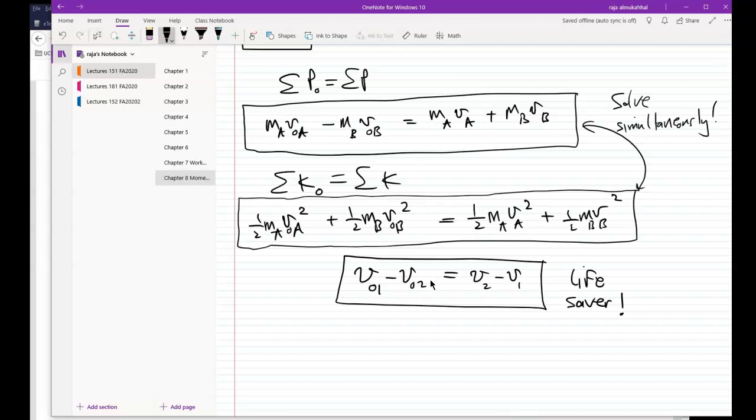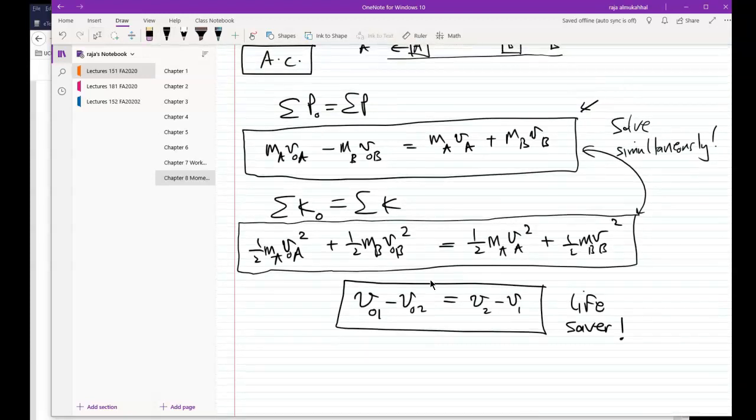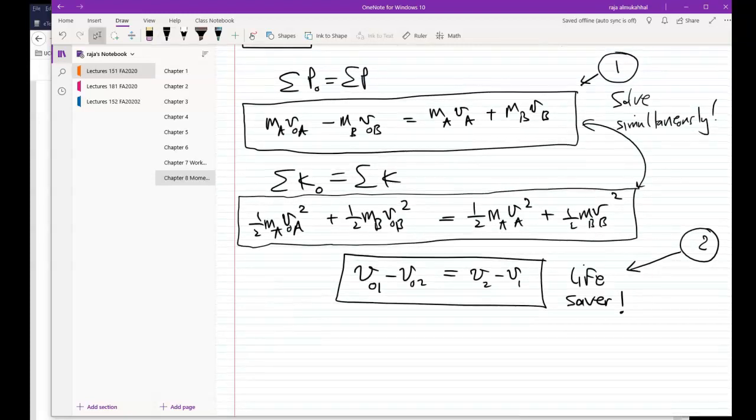I'm going to call it equation 1. Whoops, I think I reached the edge of the screen. Let me go back again, sorry. 1. And this one is equation 2, the lifesaver. Shall we call it lifesaver? That'd be a cool name for it. There we go. Okay, let's go to equation 1 first. Here it is right there.